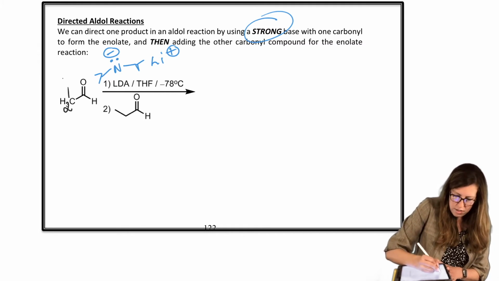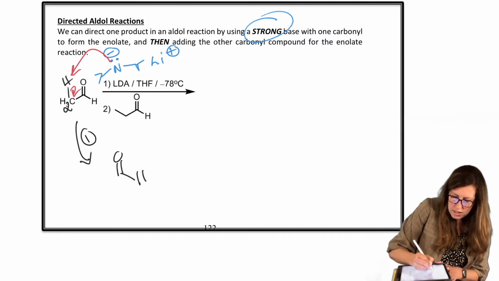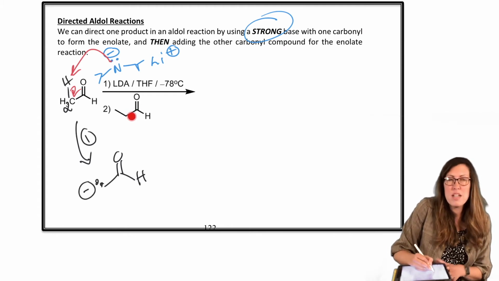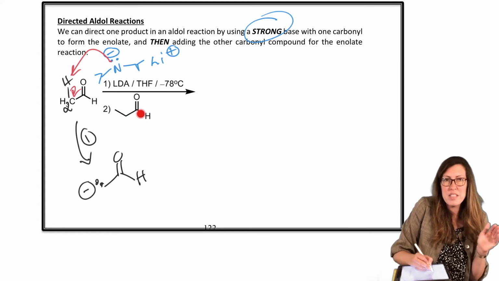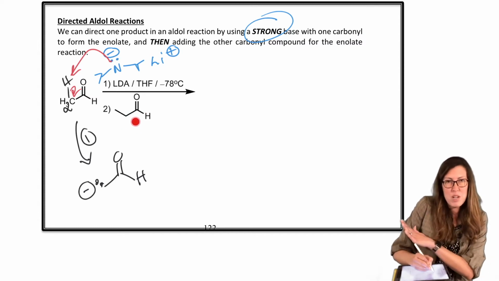Okay, I'm going to draw on my alpha H, and step 1 gets us to the enolate. The ethanal is the only one that gets to be the enolate because we haven't even added propanal. Propanal has not seen base. It does not get to be the enolate if it doesn't touch base, right? It does not get deprotonated. It's in a separate jar somewhere.